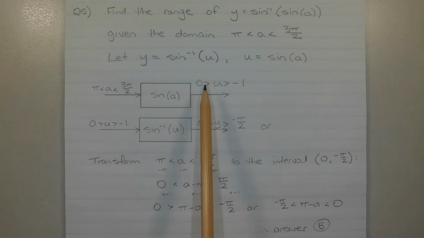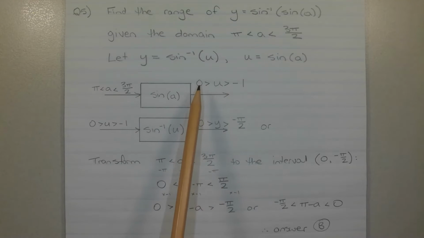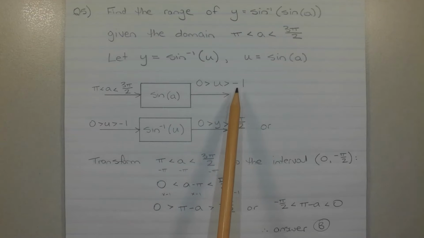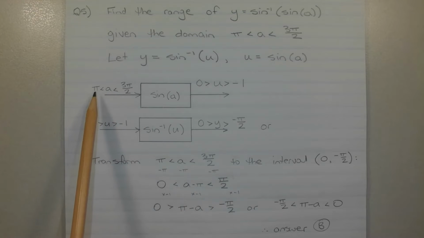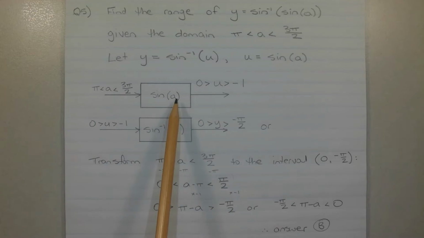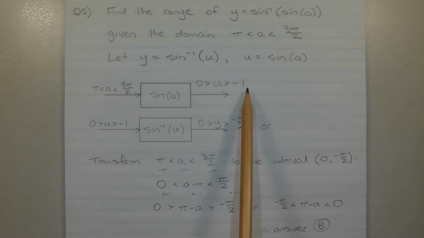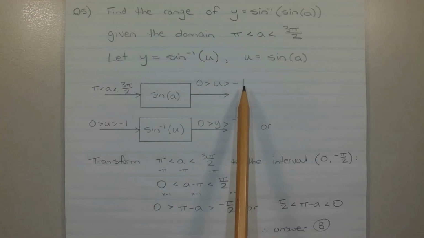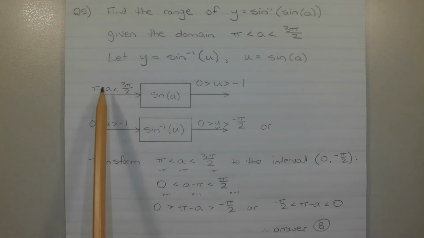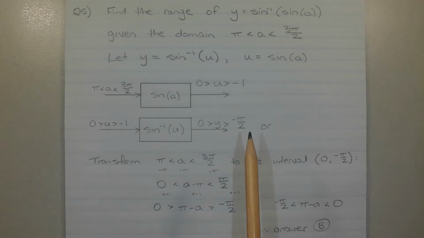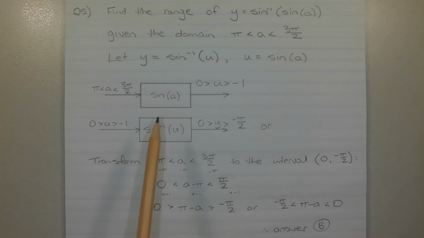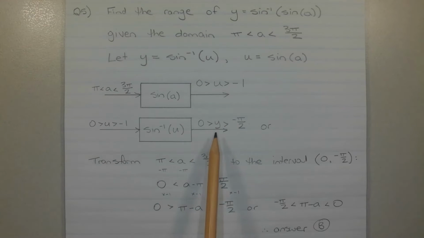and this machine, sine of A, will output values as high as 0 but as low as -1. In other words, if I substitute pi into sine A, we get 0. If I substitute 3 pi over 2 into sine A, we get -1. I've left it in that order so it corresponds to the order of the inputs. Now this output gets fed into this function machine here.